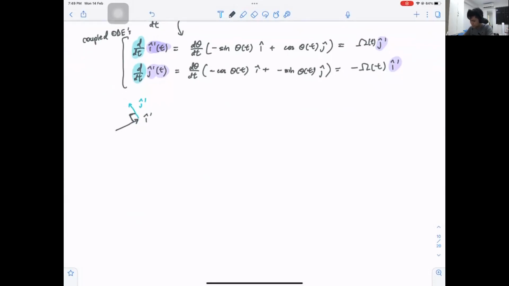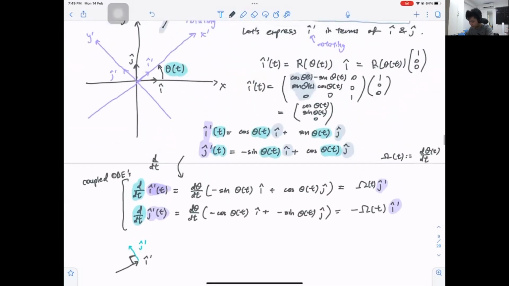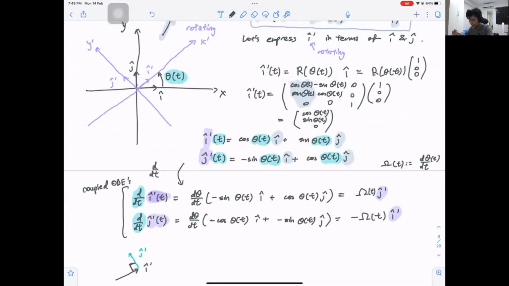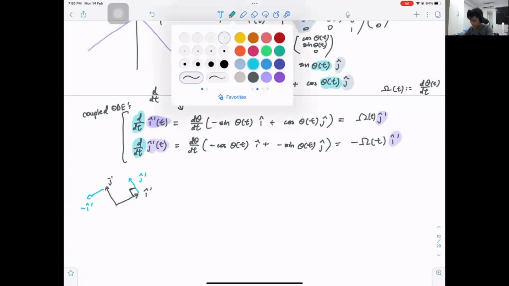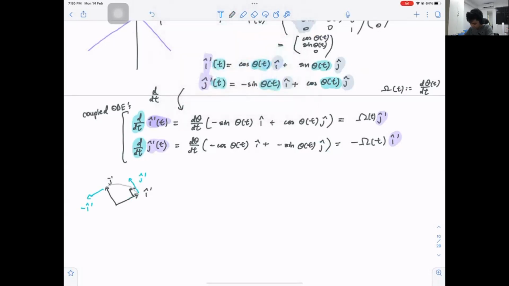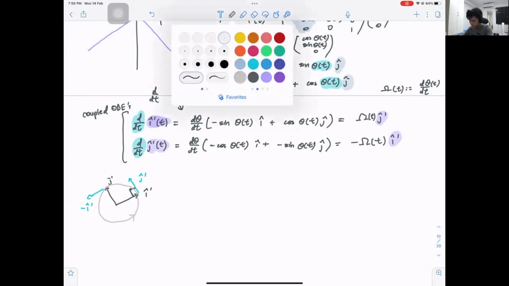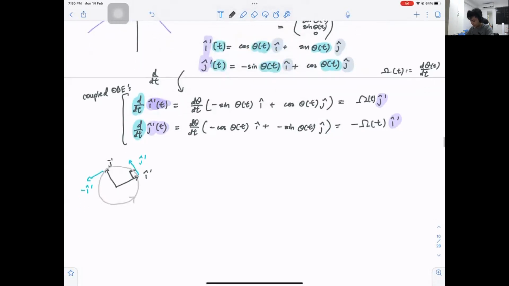But the key idea here is that for i prime and j prime, their rate of change is each other essentially, because for j hat prime, its rate of change is going to be minus i hat prime, right? So you see that it's kind of going in a circle like that. So the motion is going to be like this. Okay, but there's a neater way to put it, and the neater way is this.